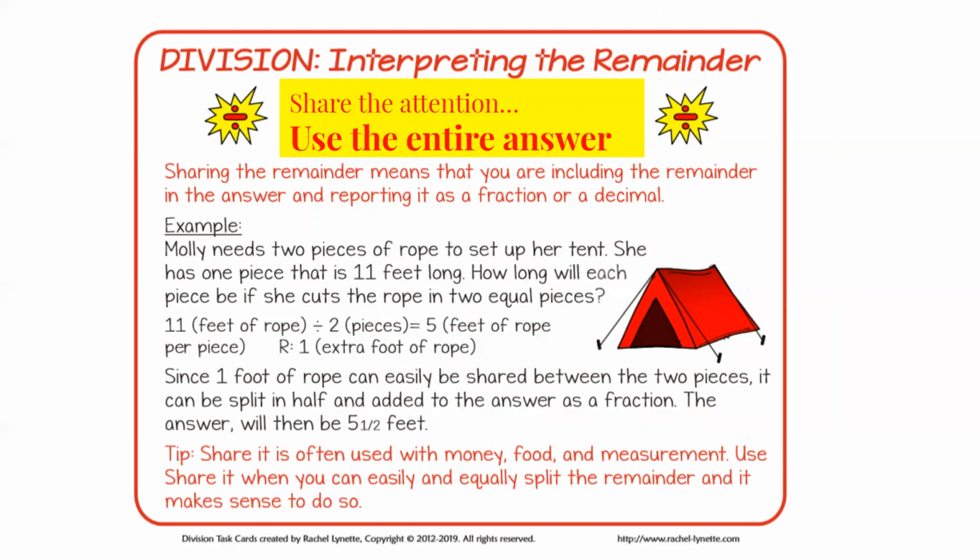This interpretation of the answer is using both the whole number and the remainder. And so in order to do this, you're probably going to have to write it as a mixed number with a whole number in a fraction or a whole number in a decimal.